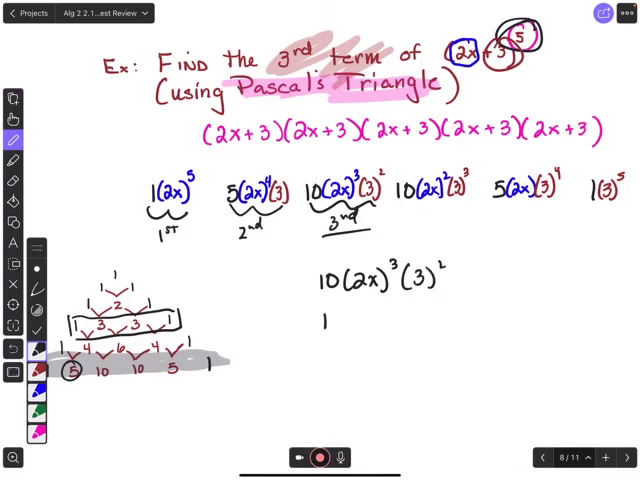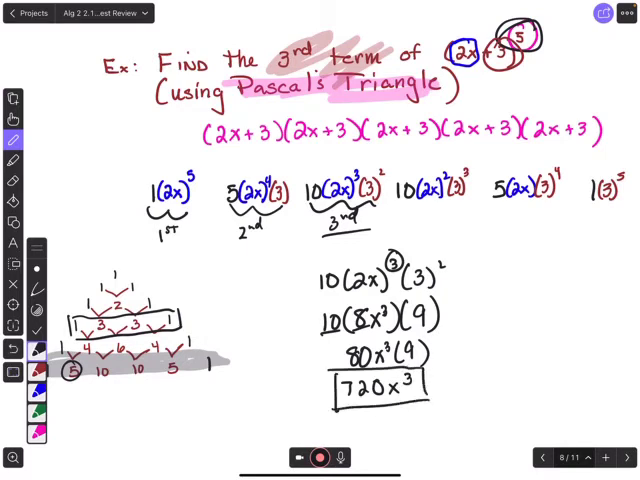And when we simplify, we follow order of operations, so we have to take care of exponents. 2 times 2 times 2 is 8, and x cubed is x cubed. And 3 times 3 is 9. So now we can do multiplication. 10 times 8, that's 80. And then 80 times 9 is 720 x cubed. That will be the third term of this polynomial or this binomial expansion.